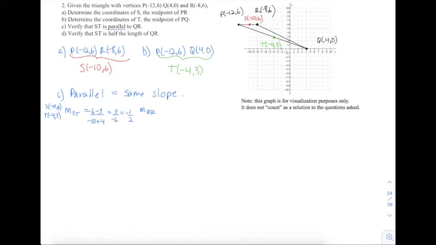So I basically want to show that the slope of QR is the same. Okay, so we've got 6 minus 0 over negative 8 minus 4, which is 6 over negative 12, which is also negative 1/2. Okay, so they both have the same slope.